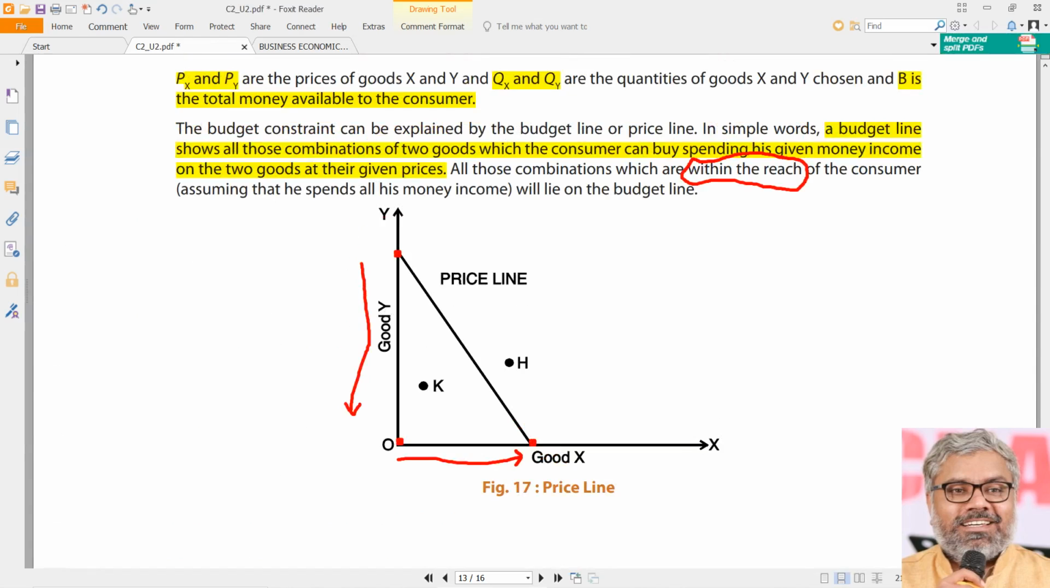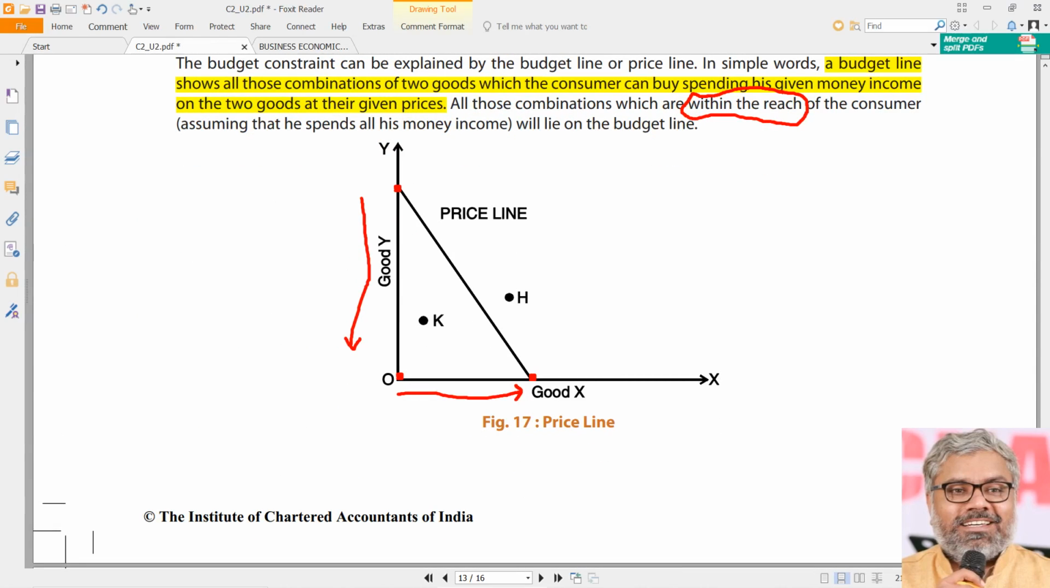Okay. Just in this particular figure, let us say there are other points beyond the price line. This point is there, say H point is there, which is outside the price line. What does it indicate? It means the consumer cannot afford that. It is beyond his affordability. That is not within the reach of the consumer, simply speaking. So, any point outside the price line is beyond the budget of the consumer. He cannot spend it. That's not possible. He cannot have H point at all in his consumption pattern because he cannot afford it.